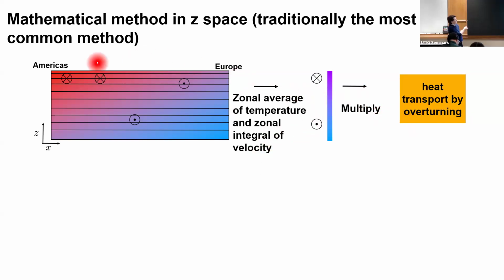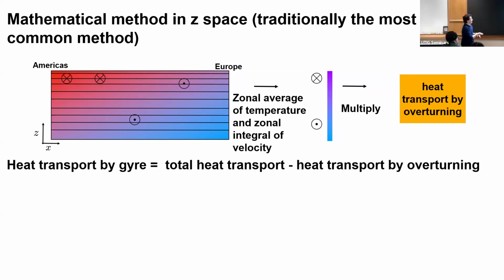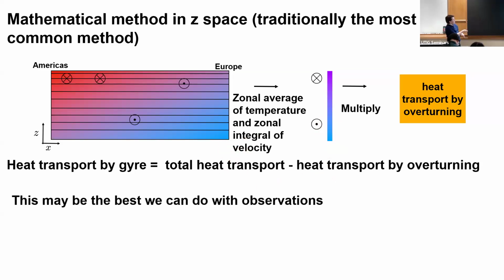by the overturning. Because we've taken the zonal average, the average in longitude, we've removed the effect of the gyre. And so people historically have said the heat transport by the gyre equals the total heat transport minus the heat transport by the overturning, which they calculated this way. This is one of the reasons it's common: if you have very sparse observations, there are some ways that you could calculate velocity that are extremely useful if you're just going to use this method.